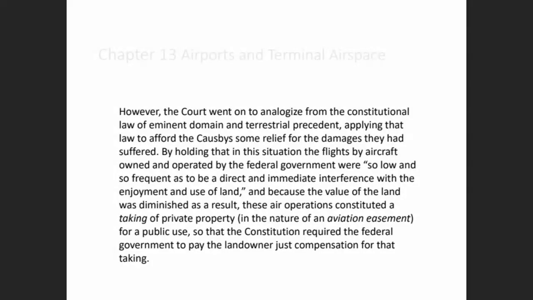Because the value of the land was diminished as a result, this operation constituted a taking of private property in the form of an aviation easement for public use. So the Constitution required the federal government to pay the landowner just compensation for that taking.